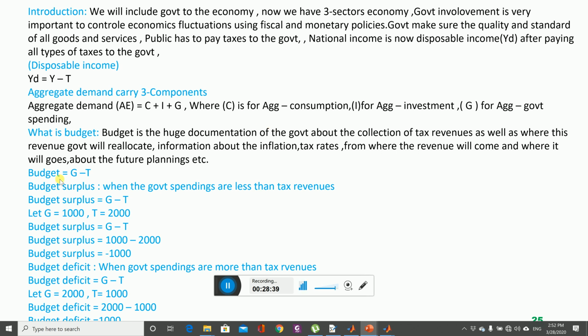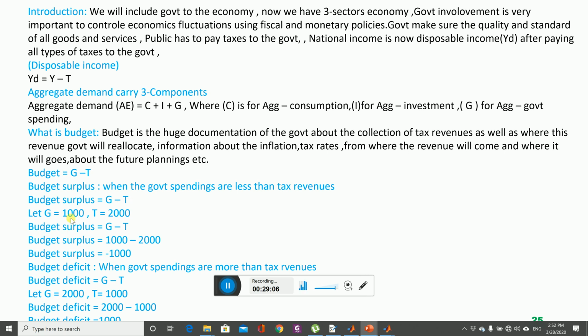Now the budget formulation is this: G for government spending and T for tax revenue. So G minus T. Budget surplus is when the government spendings are less than tax revenues. It means government expenditures are less and tax revenue is more. So this is surplus budget. Government has the revenue but government is not spending. And as we put in the formula, budget surplus G minus T.